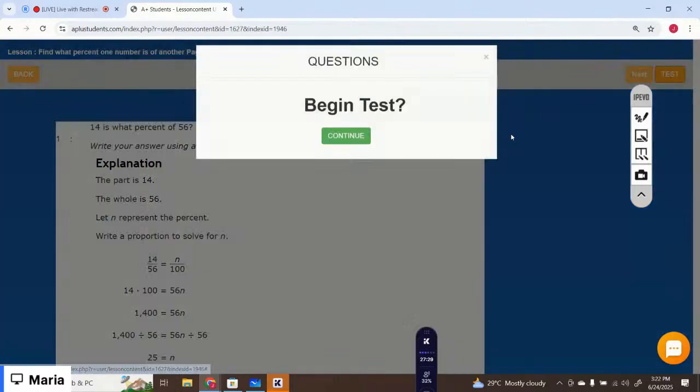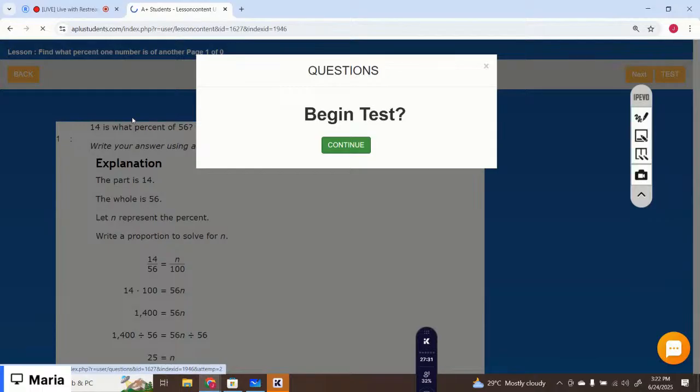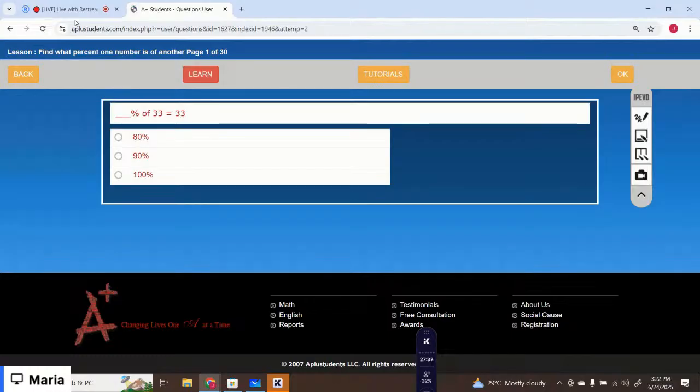Let's just try to make it. What percent of 33 equals 33? So that is 100%, right? Option number three is the correct option.